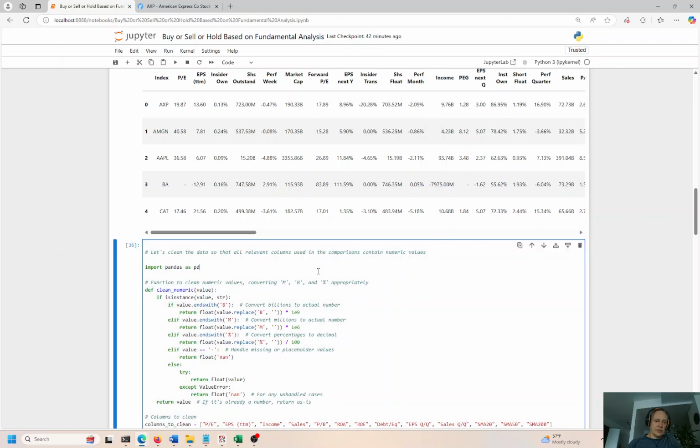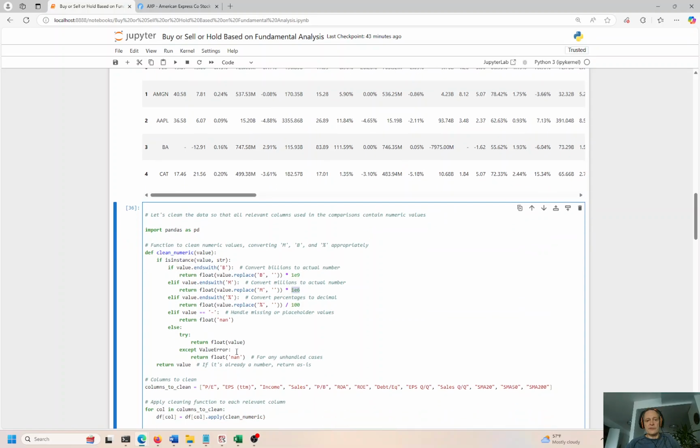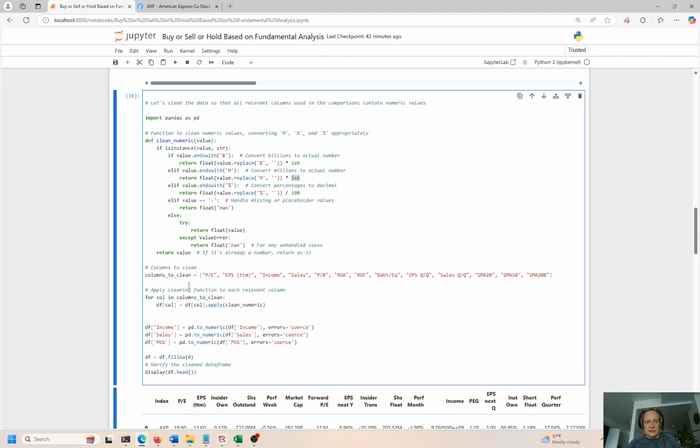Computers don't really like language and special characters and things like that. It kind of screws things up. But once we remove these characters and we know that a B is billions, we're going to multiply that number by a factor of a billion. This is going to be multiplied by a factor of a million. All these percent signs are going to be removed. That's just going to clean up the data and make things a lot easier to work with. And anything that is potentially not numeric, I'm going to convert to a numeric data type.